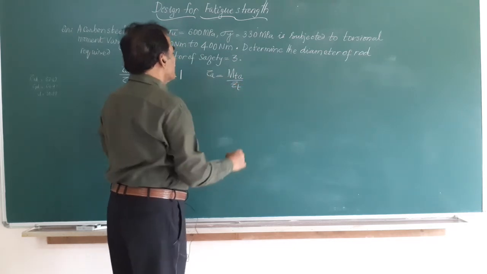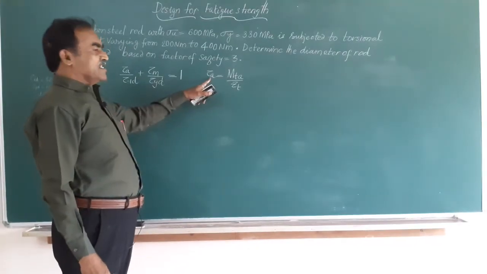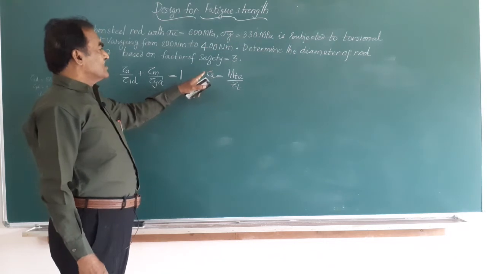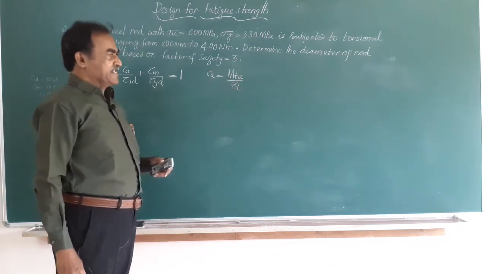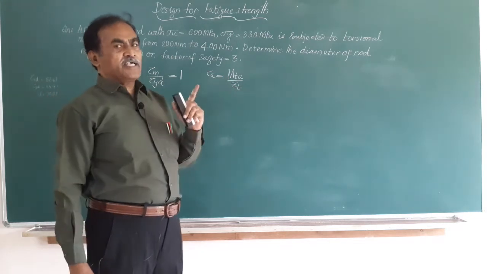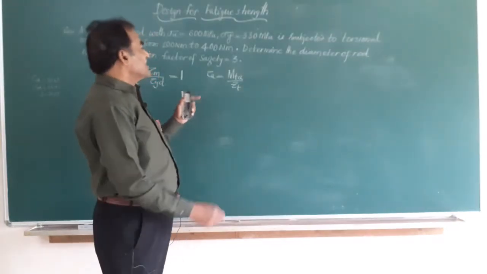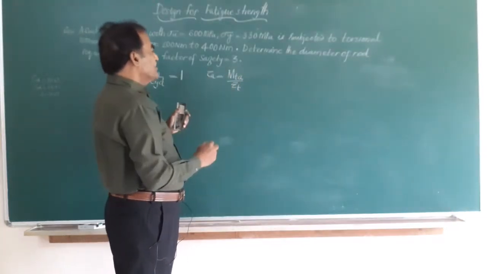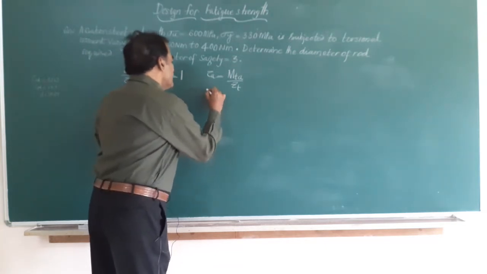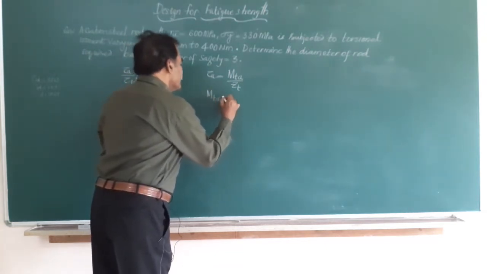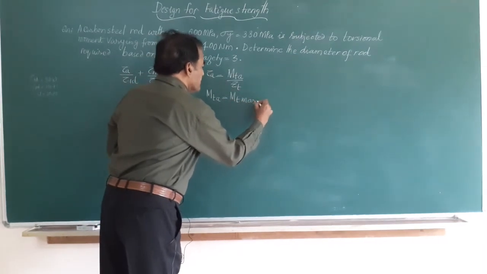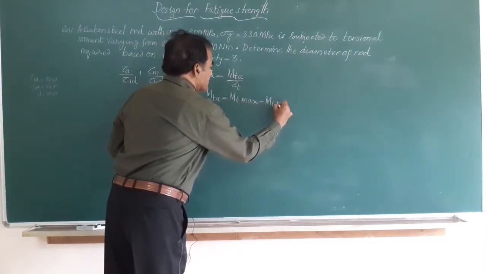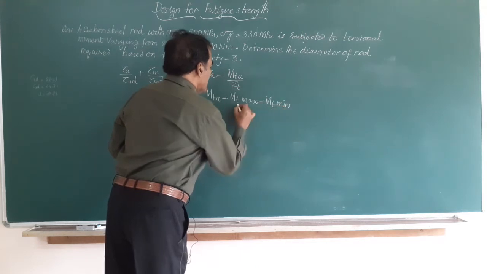So, what is the meaning of tau_a? Tau is shear stress, a is amplitude. So, this is shear stress amplitude, given by M_ta by Z_t. M_t is torque, a is amplitude. So, M_ta stands for the torque amplitude. Let me write down the meaning of this M_ta. M_ta is equal to M_t max minus M_t minimum, that is the minimum torque, by 2.